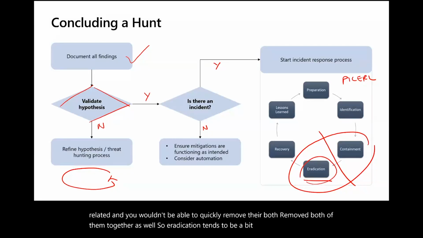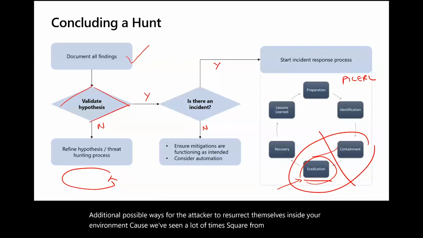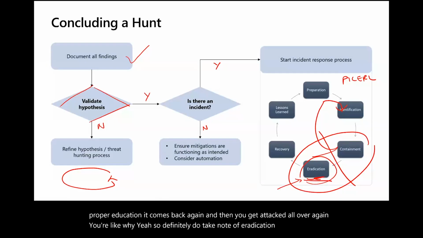This is where threat hunting really comes into play as well, making sure that all these other anomalous situations, other backdoors, any additional possible ways for the attacker to resurrect themselves inside your environment, because we've seen a lot of times where we don't do proper eradication, it comes back again, and then you get attacked all over again. You're like, why? Yeah, so definitely do take note of eradication process and how important threat hunting is in there as well.